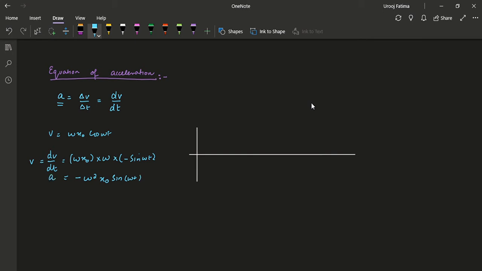Now if you see, this function is just minus omega square x naught sine omega t, and it's minus sine, so your graph of acceleration against time would be something like this, right? So that's a and that's minus a, right? Something like that.